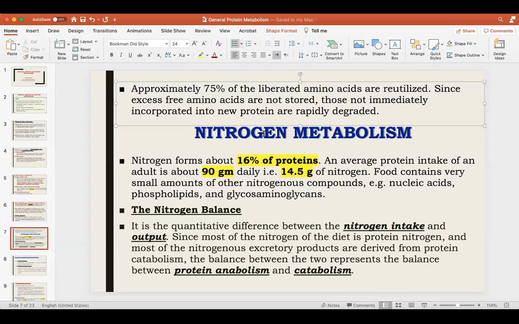Okay. Nitrogen metabolism. Nitrogen is mainly obtained in our diet from protein. 16% of the weight of the protein is nitrogen because the amino groups contain nitrogen. Usually we take about 90 gram proteins each day. So the normal adult takes about 14.5 gram nitrogen each day.